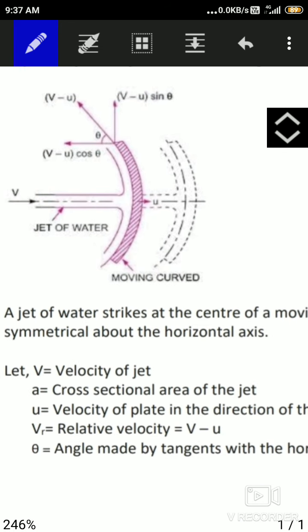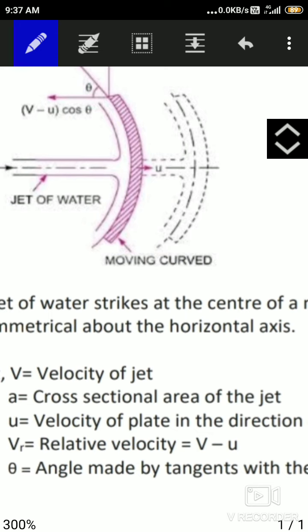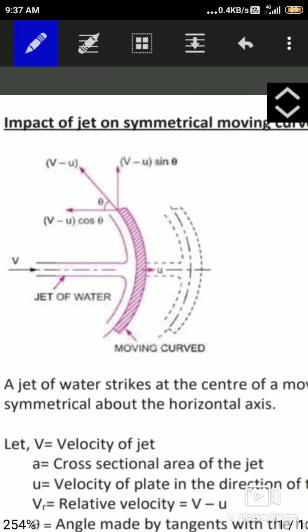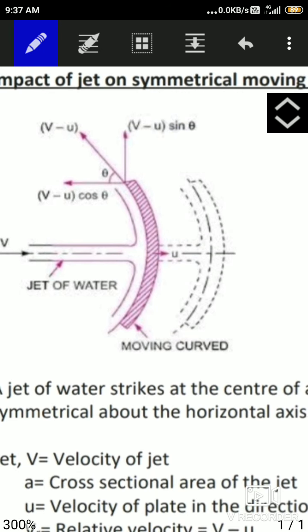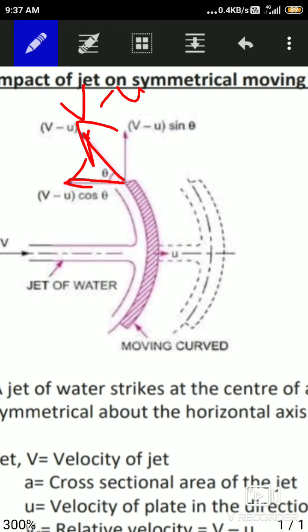Theta is the angle made by the chord plate at one end of the tips. As I told you previously, the angle is measured with the horizontal axis. This is v minus u, and it makes an angle theta. Similarly at this end also the same thing happens. This is theta.